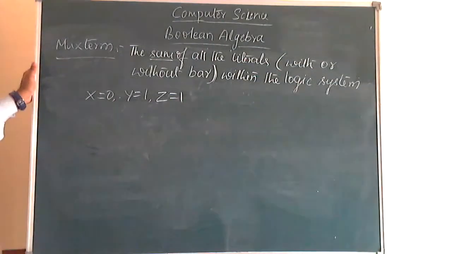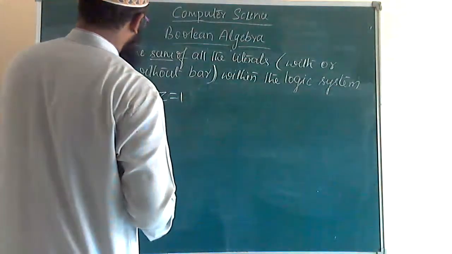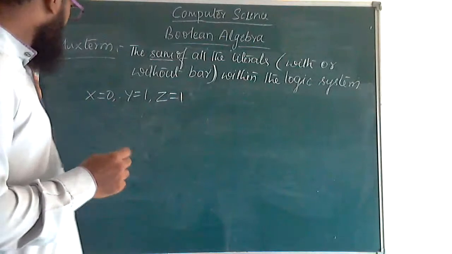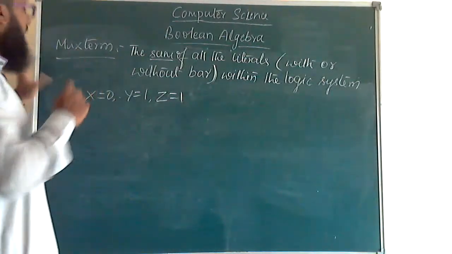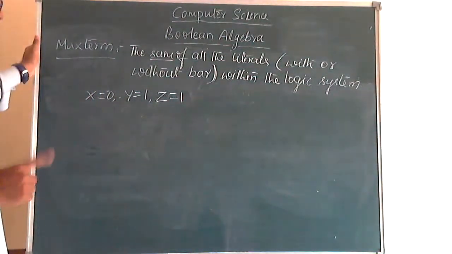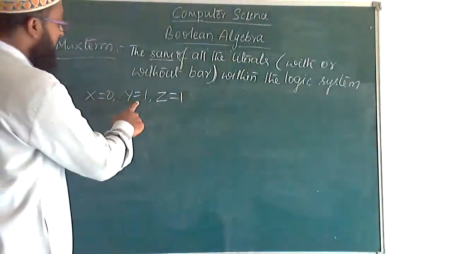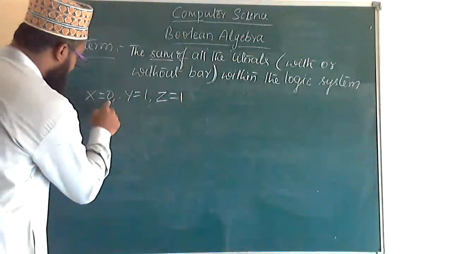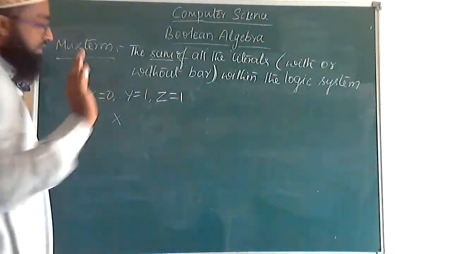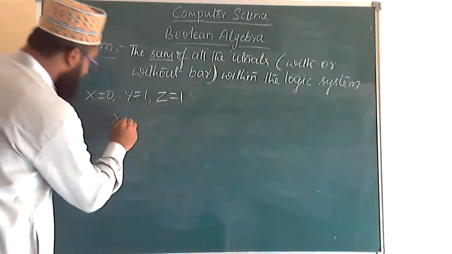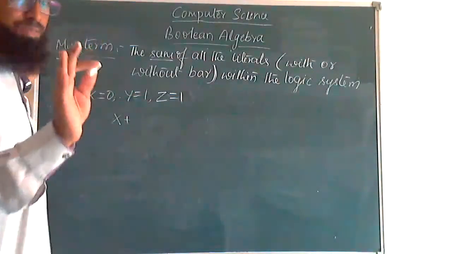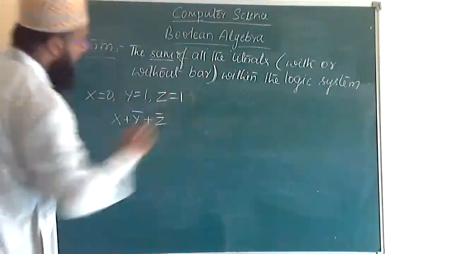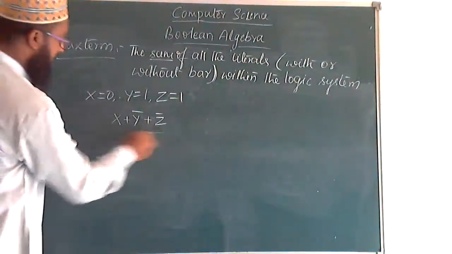And x is equal to 0, y is equal to 1, and z is equal to 1. Okay, so how can we express this? Here, for every 1, we need to put a bar. For every 0, we will write the variable as it is. Plus, because this is max term, so we are doing addition here. Y bar plus z bar. Okay, this is max term.